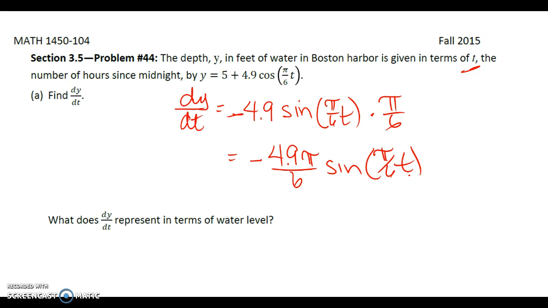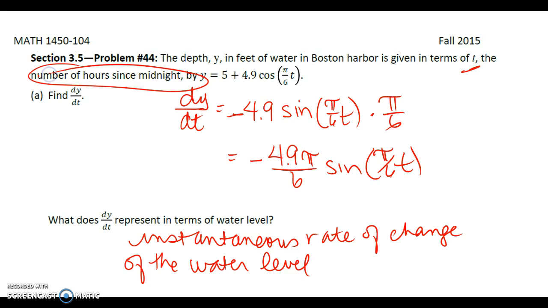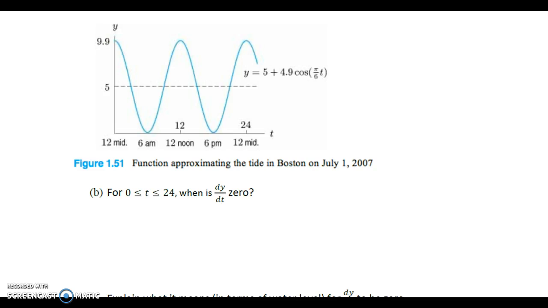What does dy/dt represent in terms of water level? It should be the instantaneous rate of change of the water level. Right? These derivatives are always the instantaneous rate of change, right? And we want to say hours since midnight. We're going to keep that in mind on the next slide.